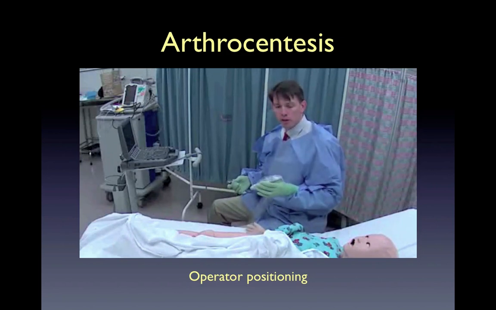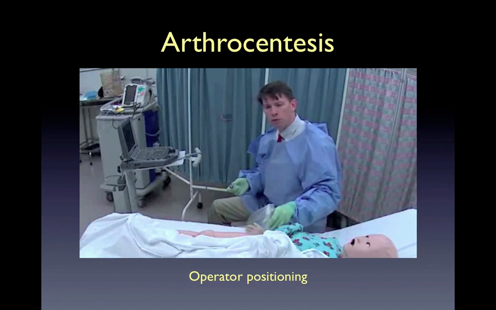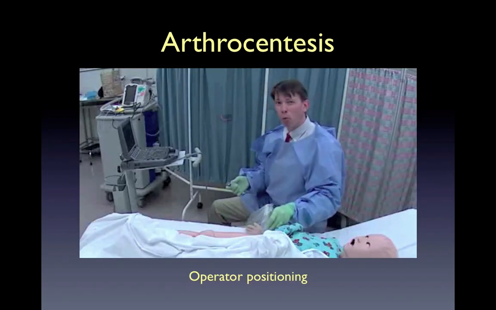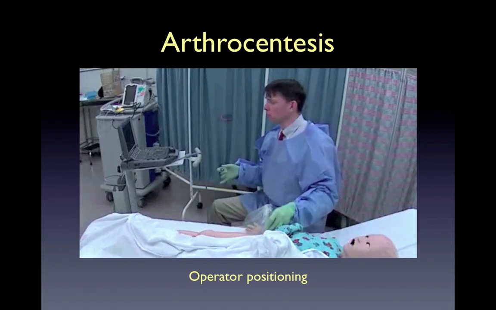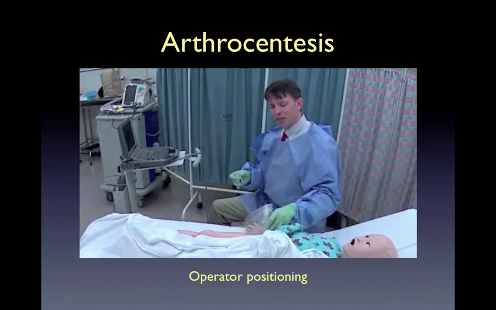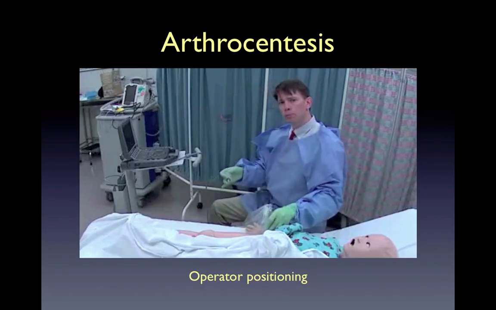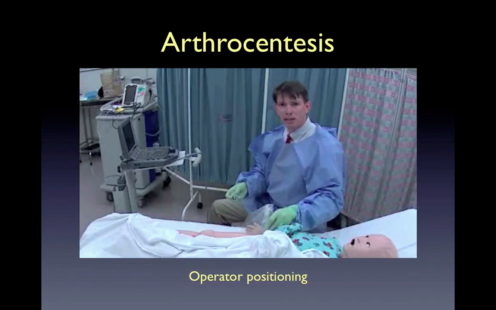The operator can then place the probe over the right hip with the probe indicator pointed towards the umbilicus. After the hip and synovial space have been brought into view sonographically, the needle can then be inserted from inferolateral to superomedial, that is, towards the umbilicus, in plane with the transducer.